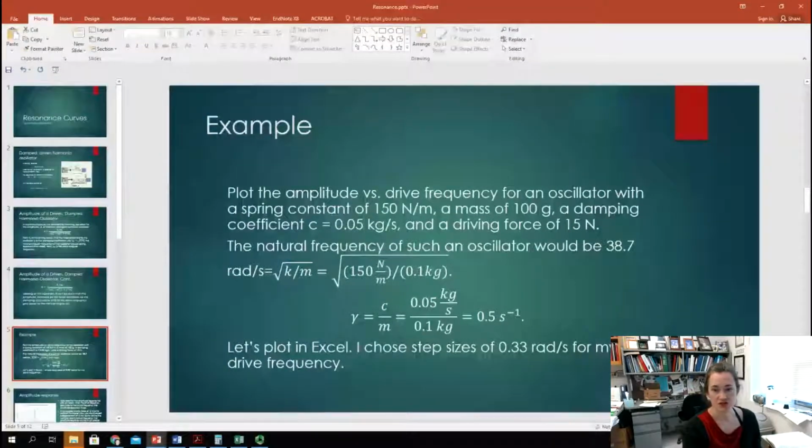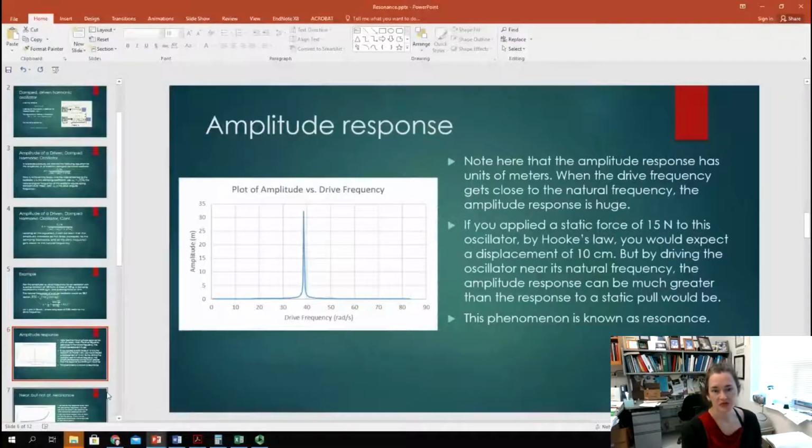Now what I did was I decided to go ahead and plot this in Excel. I chose step sizes of 1/3 of a radian per second for my drive frequency, and then I chose a variety of drive frequencies and plotted them. So here's the amplitude response.